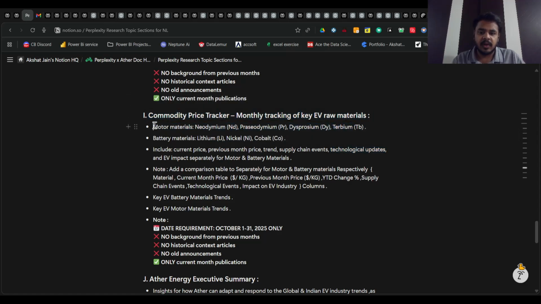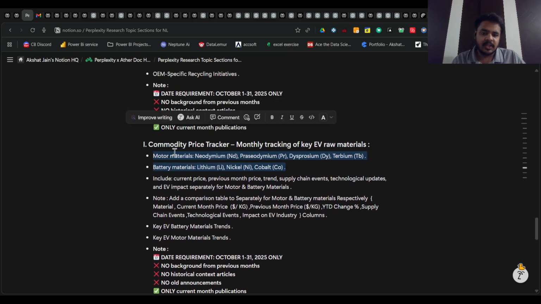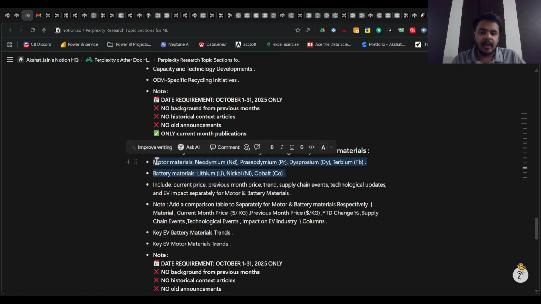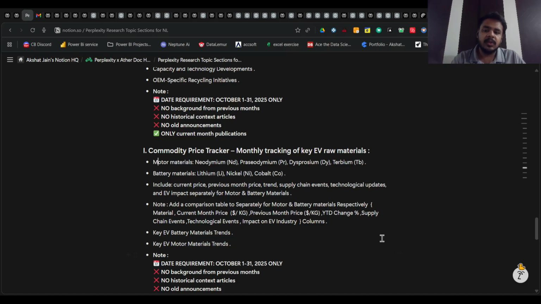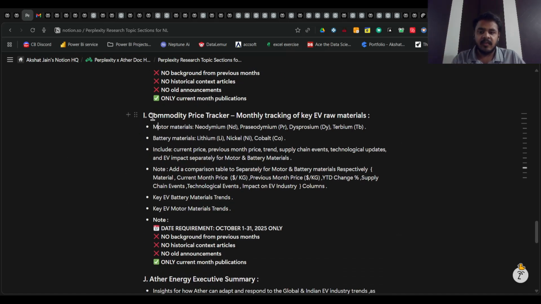Because from battery materials and motor materials, these are the rare earth minerals, right? And as we know that there's a shortage of these minerals, so the news related to these minerals we have in our commodity price tracker and key raw material section.